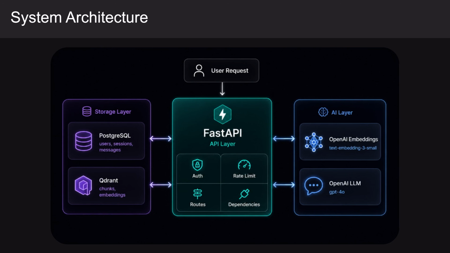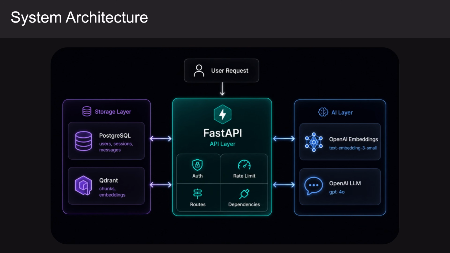Look at the architecture. FastAPI sits in the middle. It handles all incoming requests, runs auth and rate limiting, and routes to the right handler. Below it, two storage systems. PostgreSQL stores structured data, users, sessions, messages, and the operational metadata we log with every LLM call. Qdrant stores the vector embeddings for document retrieval.